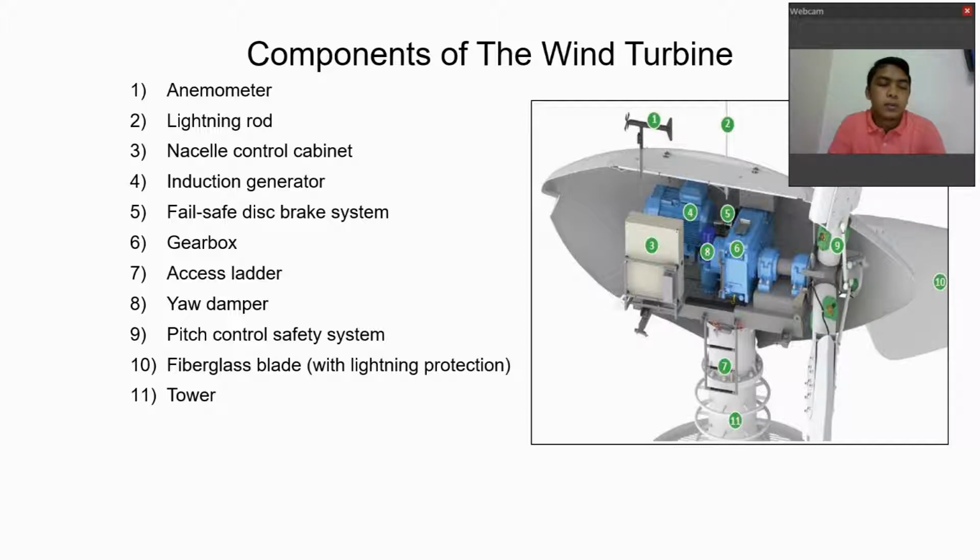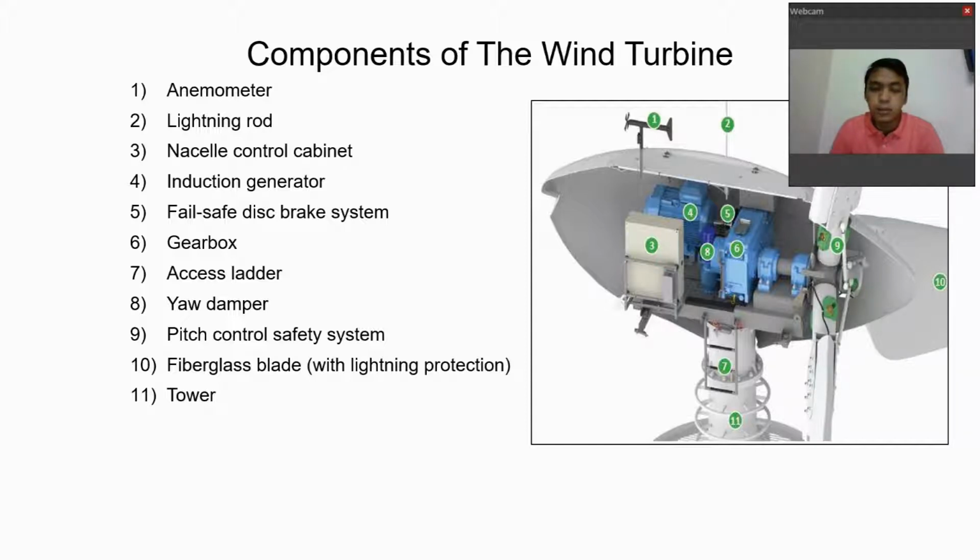Now we'll move to the components of the wind turbine and the working principle of the wind turbine. So we go to the components first. The first components are the anemometer, lightning rod, nacelle control cabinet, induction generator, fail-safe disc brake system, gearbox, access ladder, yaw damper, pitch control safety system, fiberglass blade, and tower. So you can refer to the components in the picture on the right side of the slide.